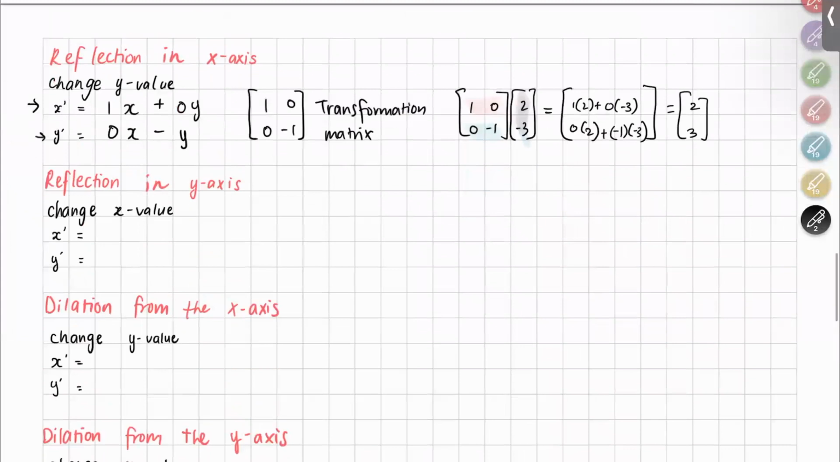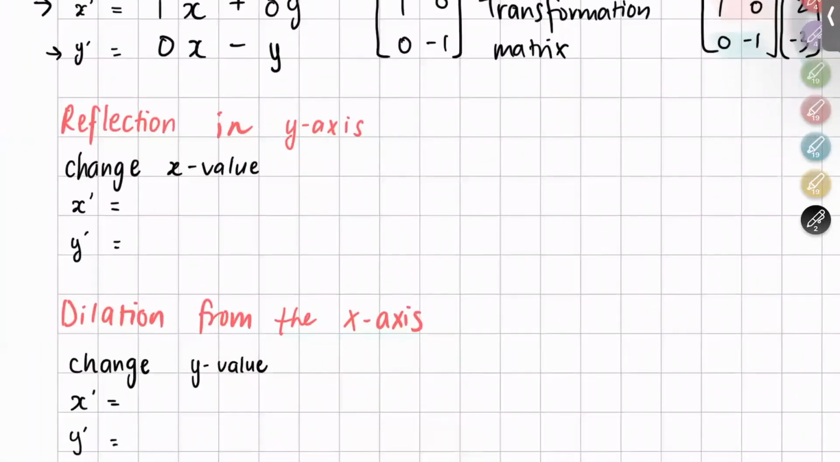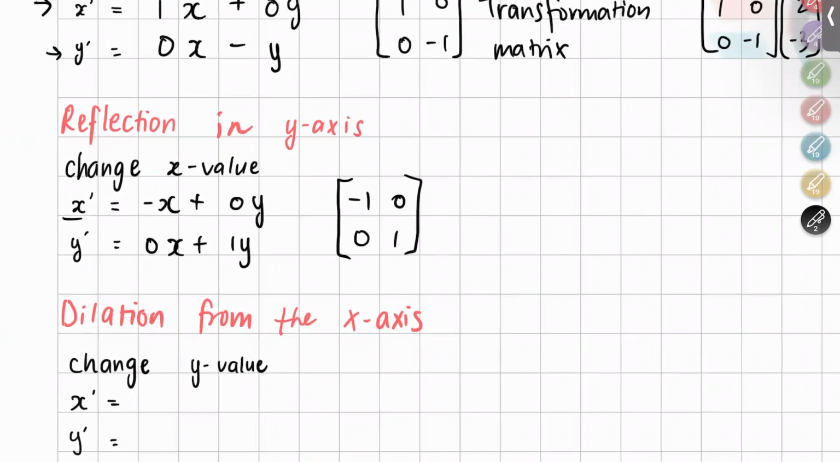And so the next one is reflection in the y-axis. Once again, we know it's a change in the x value this time. So we know that this creates a negative x, and then the 0y is because we're dealing with the x coordinate only, and then the y value doesn't change, and the 0x is because we're only dealing with the y coordinate. Now the transformation matrix would obviously be -1, 0, 0, 1. And since we've already got it in this form where it's like x and y, it's very simple to come up with the matrix itself.